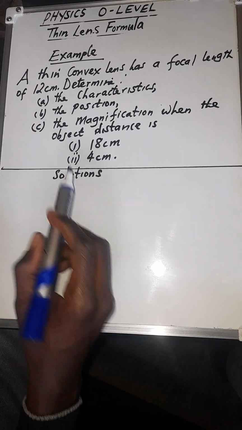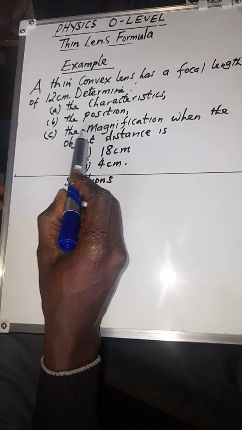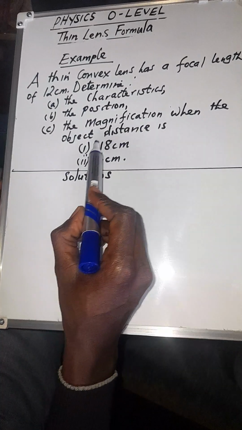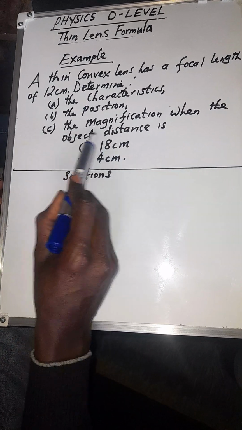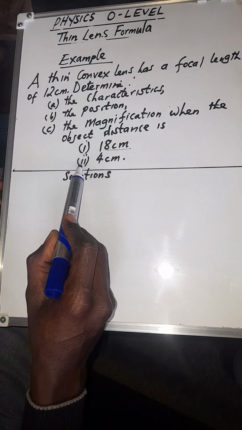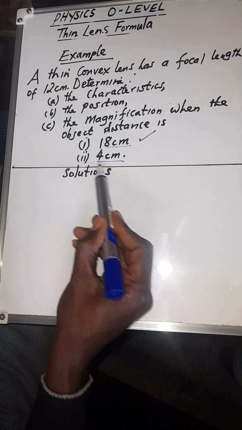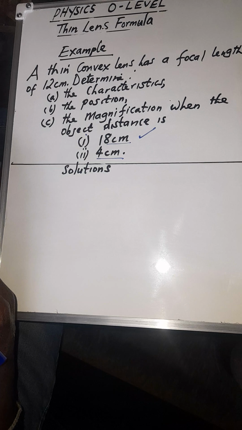The question says that a thin convex lens has a focal length of 12 centimeters. Determine A, the characteristics, or if you want, the properties; B, the position; then C, the magnification, when the object distance is 18 centimeters. Roman 1, when the object distance is 18 centimeters, then Roman 2, when it is 4 centimeters. I'll look at 18 centimeters, then in your own free time you can practice with the 4 centimeters. All right?